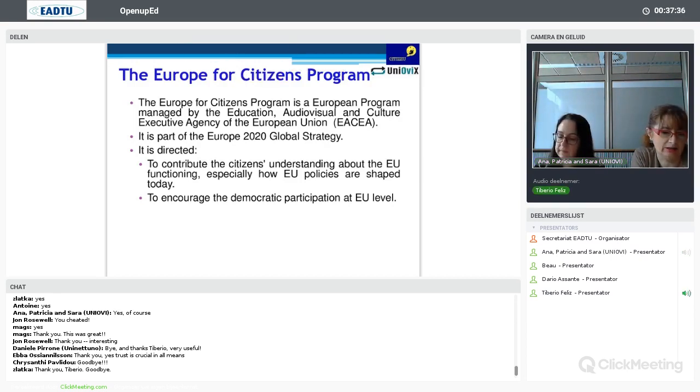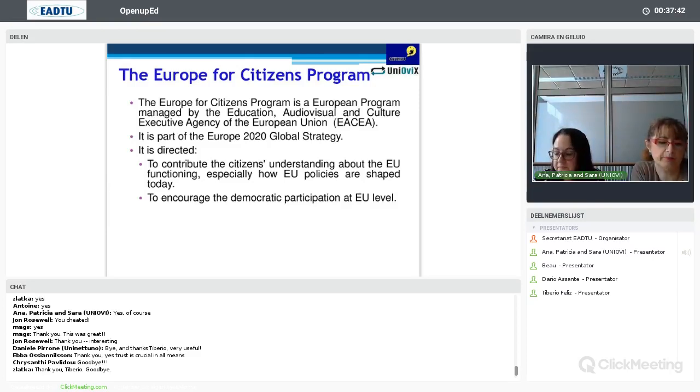One part of this program is named Democratic Engagement and Civic Participation. This part aims at strengthening the general public's understanding of how European policies are shaped today. It also fosters the close involvement of civil society in European policy making.